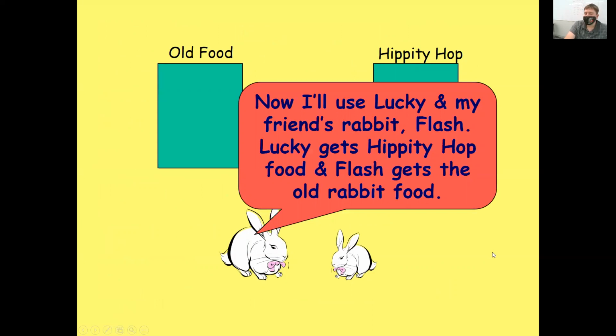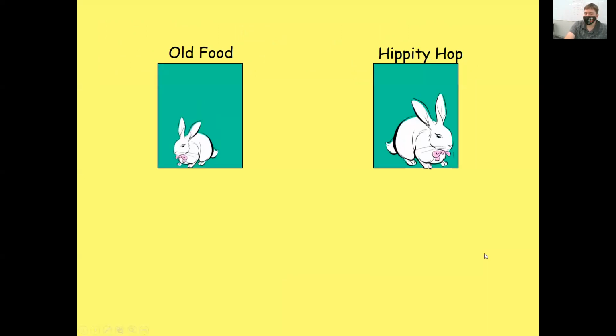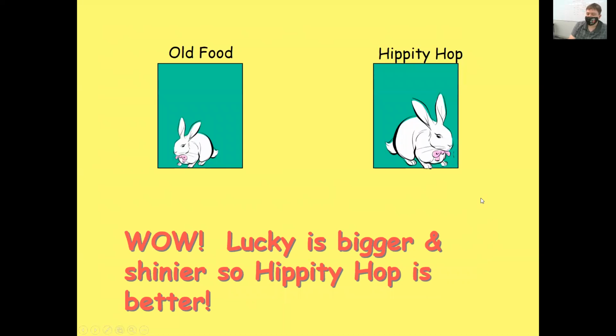Lucky's going to get hippity hop, and Flash gets old rabbit food. Boom and boom. Wow, Lucky is so much bigger and shinier. Hippity hop must still be better. We're still not quite there. What do we think is still missing?